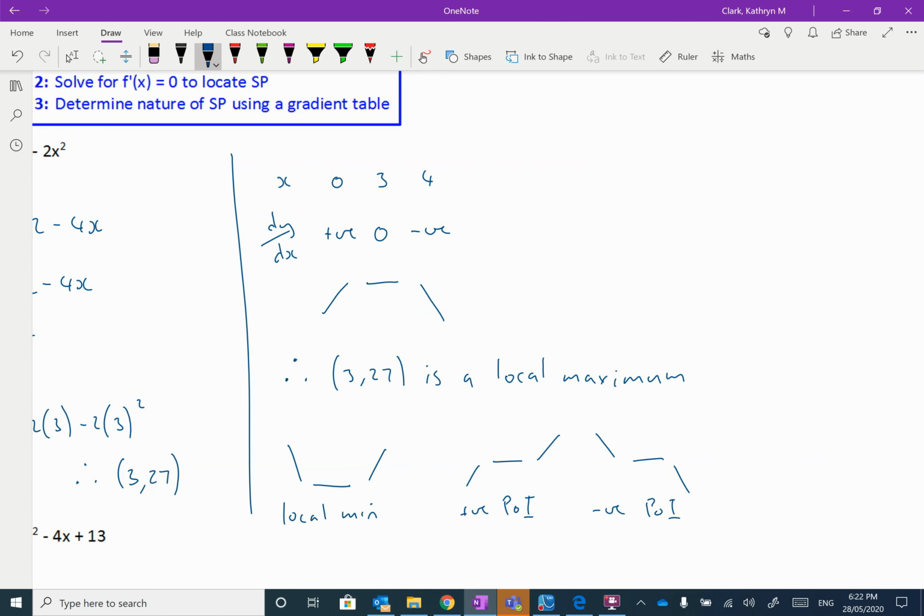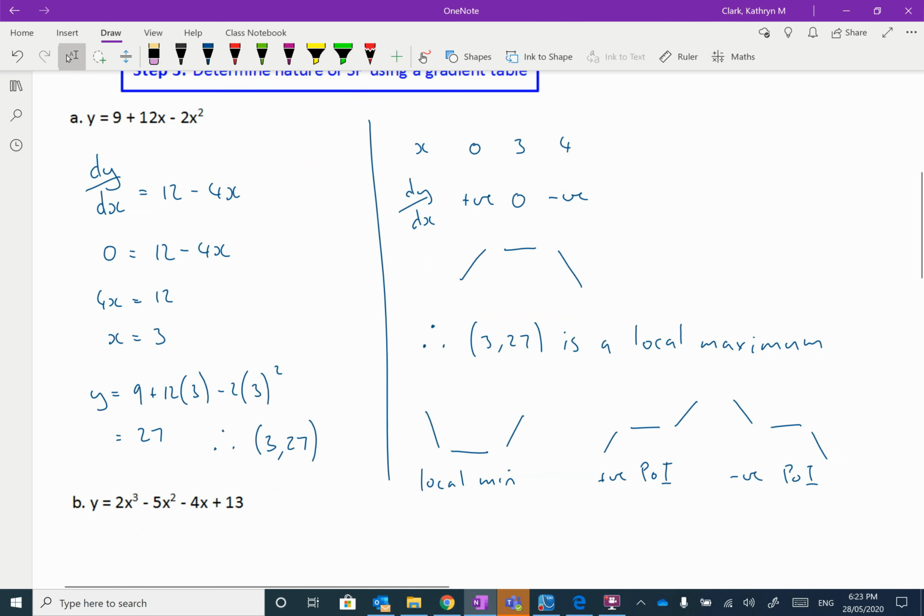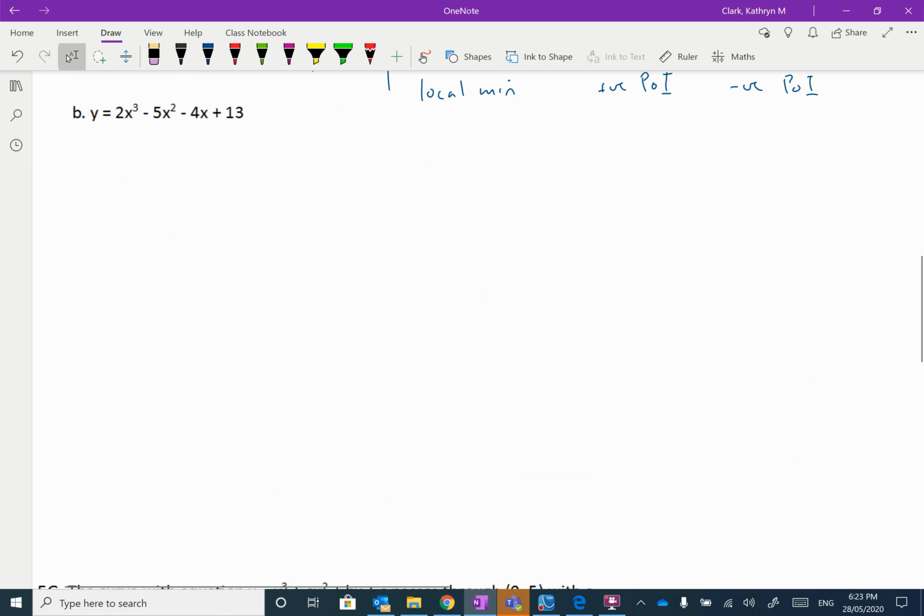Cool. Alright, so that one was pretty straightforward. Derive the function, solve for it equal to 0, state the nature of the stationary point by substituting into our gradient table. Let's look at something that's slightly more challenging. Now we have a cubic function. So for our cubic, we're expecting there to be 2 stationary points, unless it's in a point of inflection form, which this one does not appear to be. One of those is going to be a local maximum, one of those is going to be a local minimum.